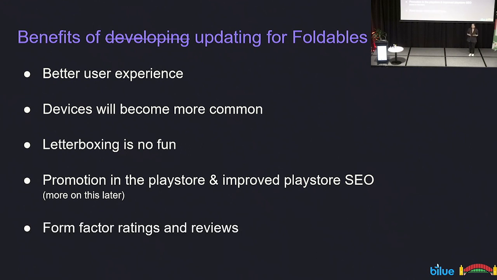So when you're looking at an app on a tablet, you're going to see the rating in the Play Store based on that device, not the phone style. So you don't want to have an app that has a 5-star phone rating, but then on a foldable device or on a tablet has 2 stars. You want to make sure that it's 5 stars for everybody.